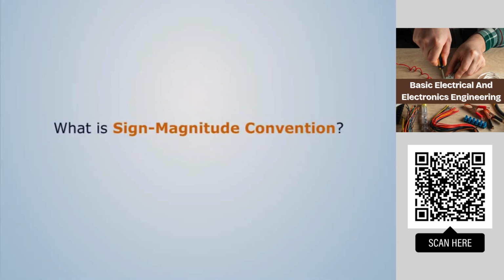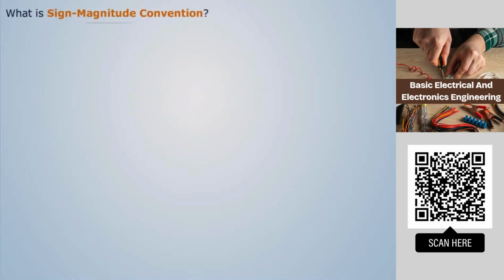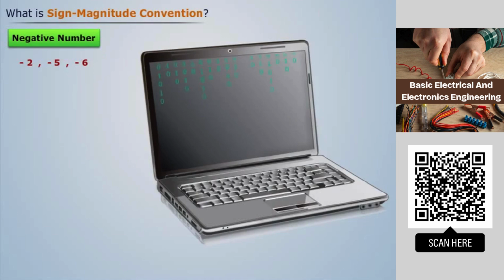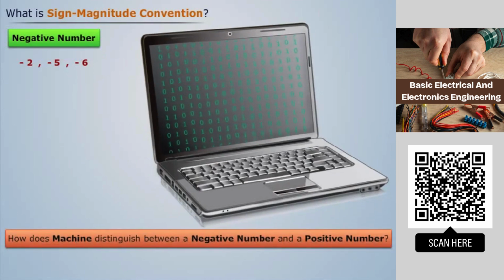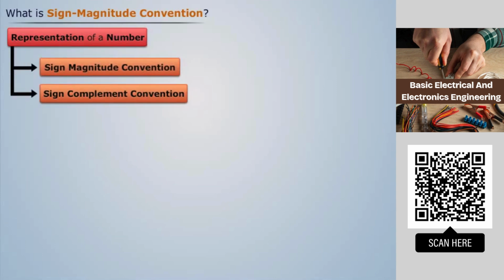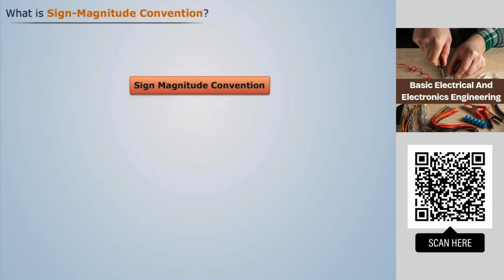What is sign magnitude convention? Generally, a negative number is a number with a prefix minus. But a machine which understands only the binary digits 0 and 1, how does it distinguish between a negative number and a positive number? This is possible by representing a number using either a sign magnitude convention or sign complement convention. Here we'll understand about sign magnitude convention.